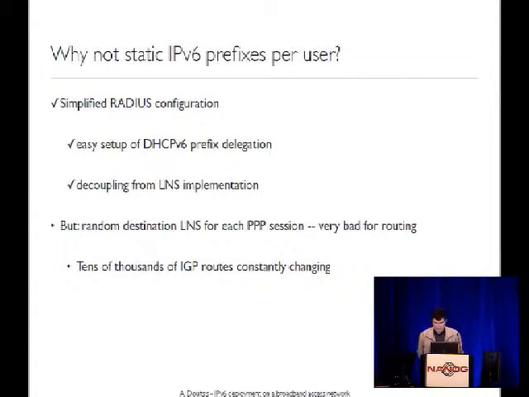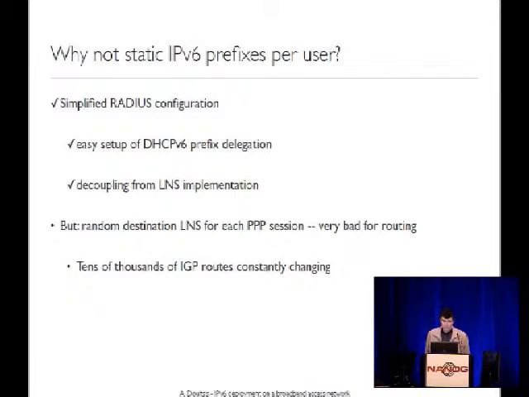So one question that might arise, and I've been anticipating this question, is why not use static IPv6 prefixes per user? In fact, this is quite logical because it would result in much simpler RADIUS configuration. The DHCPv6 prefix delegation could be set up quite easily. And of course, the LNS implementation, which at this point is Cisco IOS, would not be that important. But please note that we have at this point 9 LNS servers, and this could go up in the future.